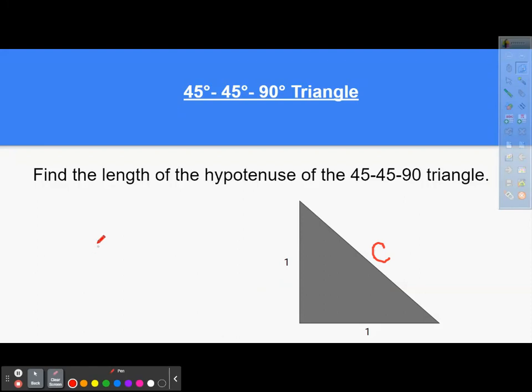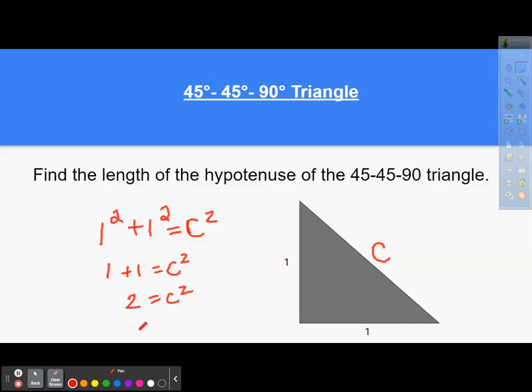Grace, what would you tell me to do? 1 squared plus 1 squared equals C squared. Perfect. 1 squared plus 1 squared equals C squared. Okay. So my next question, what is 1 squared, Lincoln? 1. So it would be 1 plus 1 equals C squared. And now the trickiest question in math, what's 1 plus 1? 2. So 2 equals C squared.